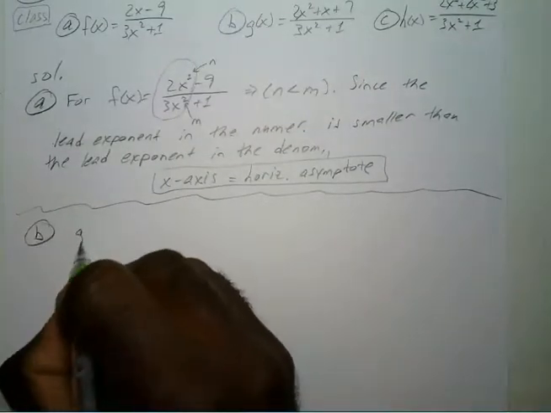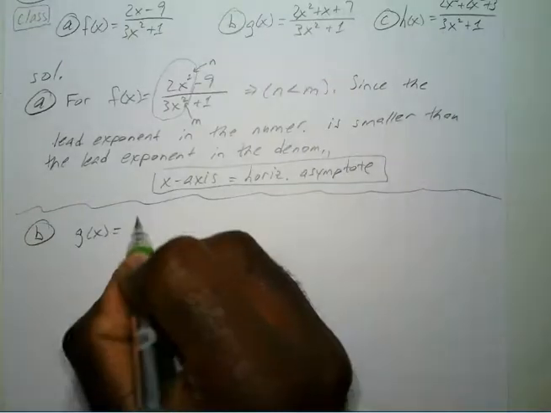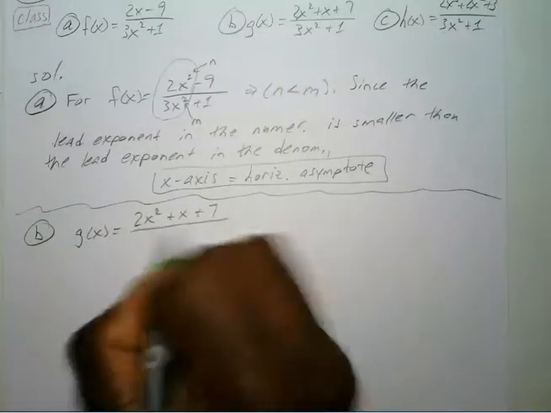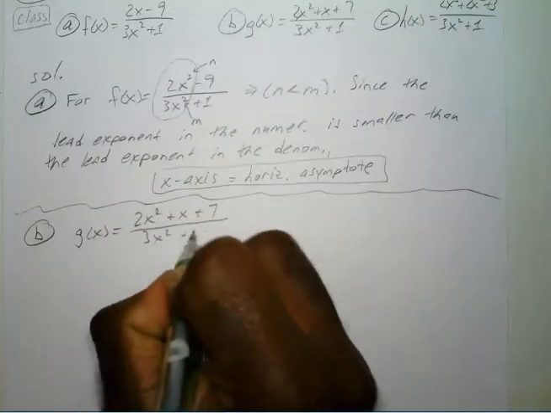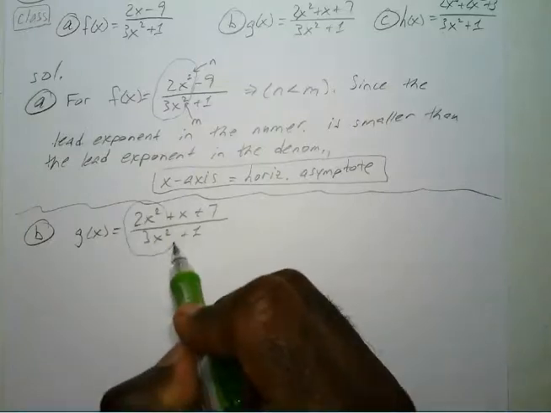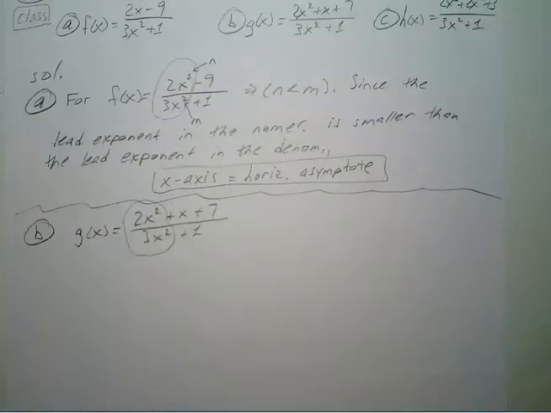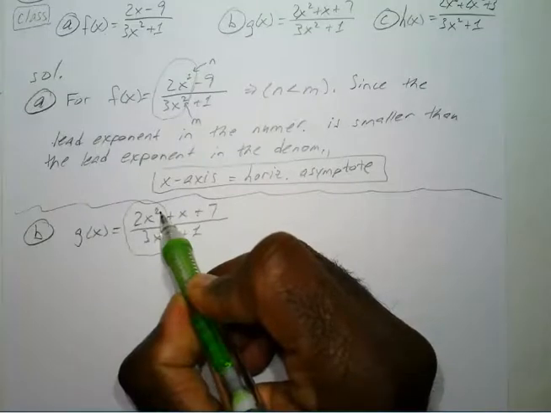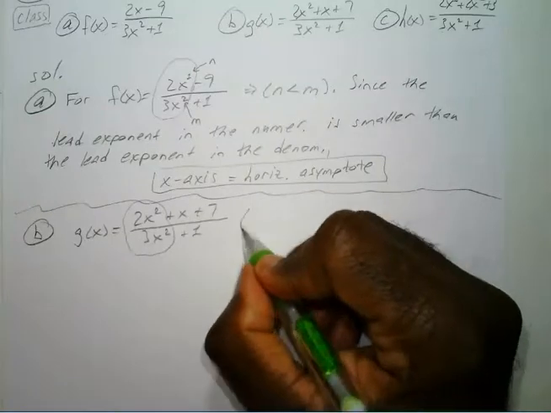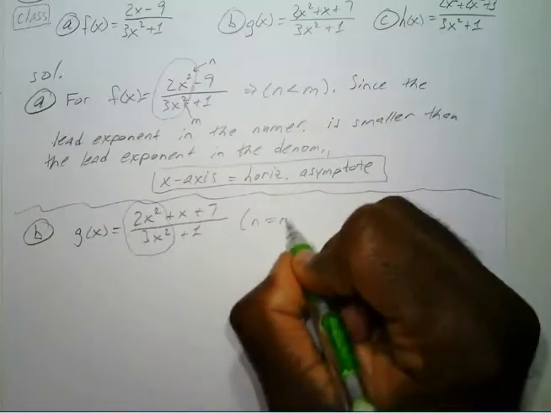Okay, so for g of x equals 2x squared plus x plus 7 divided by 3x squared plus 1, we're just going to look at the lead coefficient, or lead term. Okay, so we can see here that n is equal to 2 and that m is equal to 2. So in this case, n is equal to m.